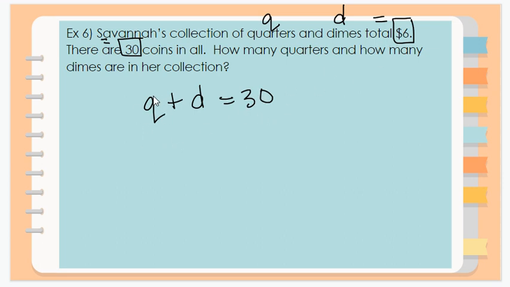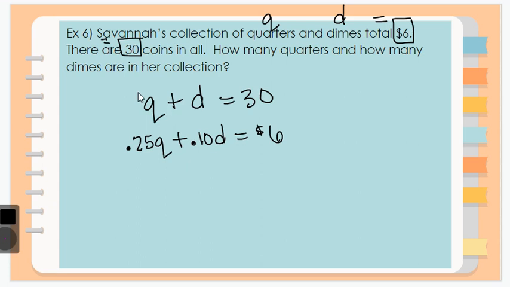So my second equation is going to be with the cost of these. How much is a quarter worth? 25 cents. So 0.25 quarters plus how much is a dime? 10 cents for every dime, and that's going to equal a total of $6. So that's how you get your two equations for this one.